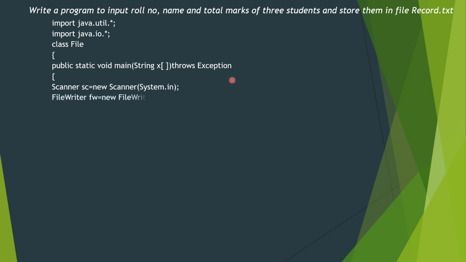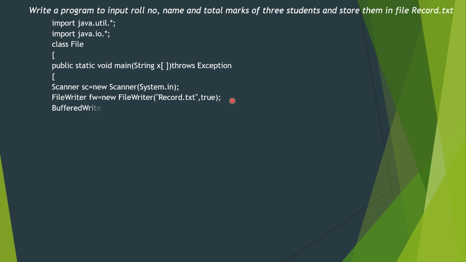Then we'll make a FileWriter object: FileWriter fw is equal to new FileWriter("record.txt", true). Here record.txt is the file which is to be created, and the comma true indicates that if the file already exists, it is going to add more information to the same file without overwriting it. If we don't write true, the record will be overwritten. So generally we prefer true, and in that way we can add more information without removing the previous information.